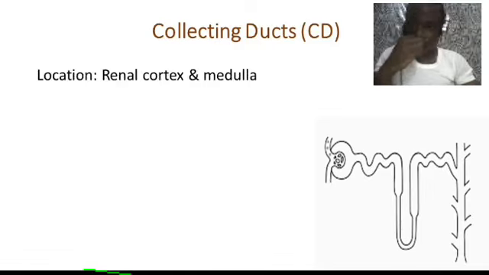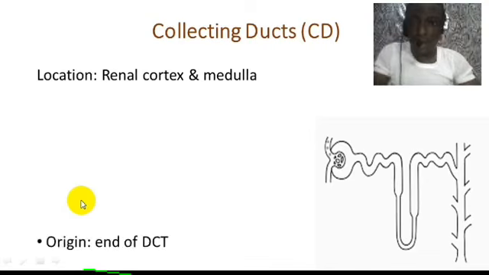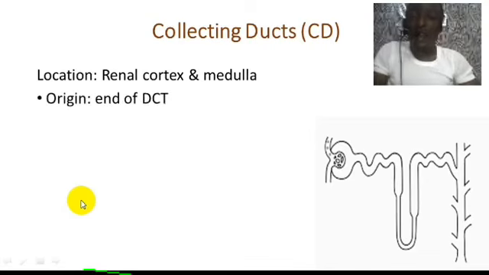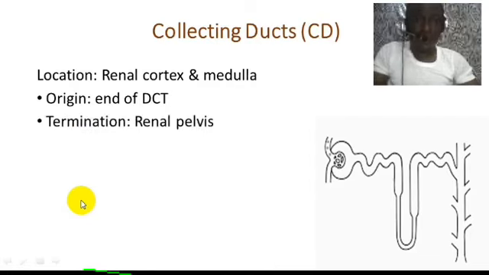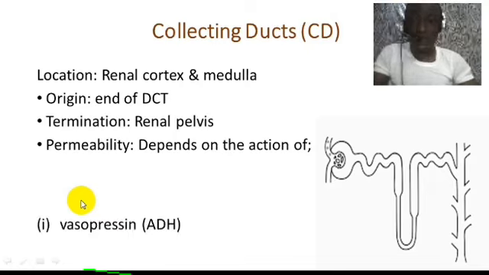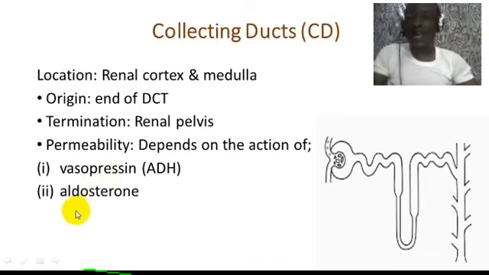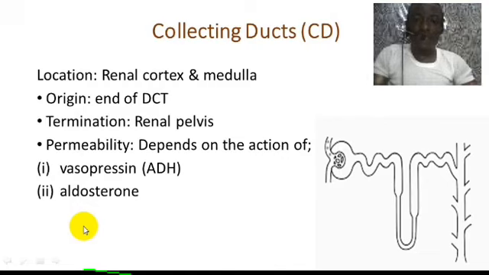The collecting duct is located in the renal cortex and the renal medulla. It takes its origin from the end of the distal convoluted tubule and terminates in the renal pelvis. Its permeability depends on the action of two hormones. The first hormone is vasopressin, and the next hormone is aldosterone. These two hormones regulate the permeability of water and solutes in the collecting duct. So the permeability depends on the presence or absence of these two hormones.